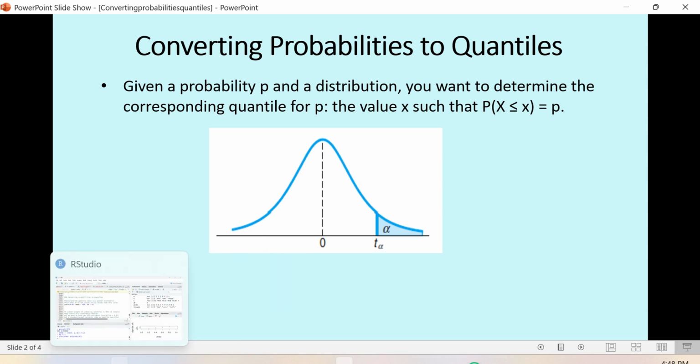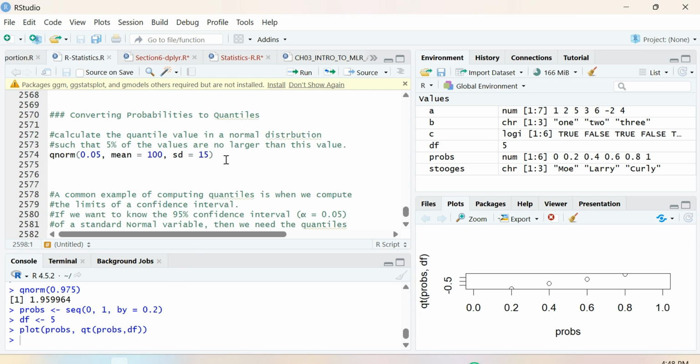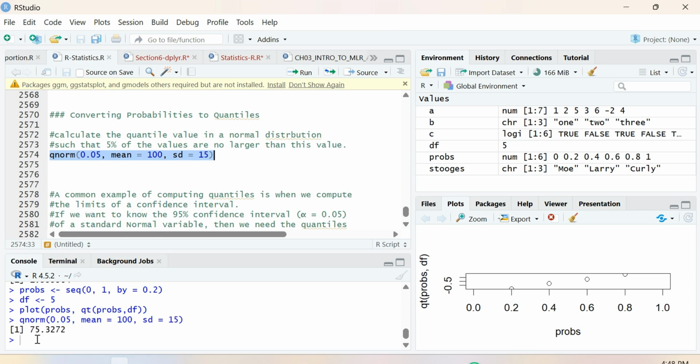Then we go to RStudio to show how to use these functions. So for qnorm 0.05, mean equals 100 and standard deviation 15, the result is 75.